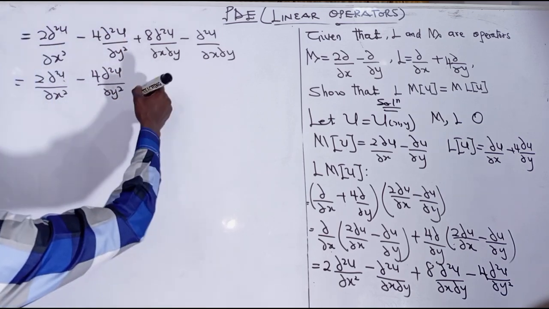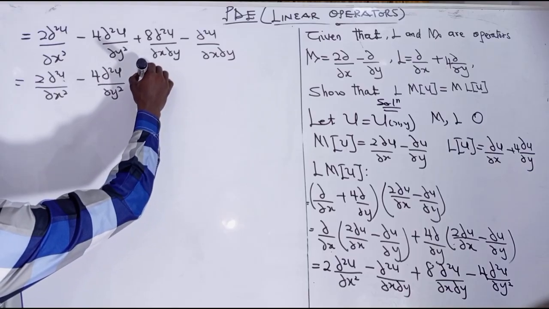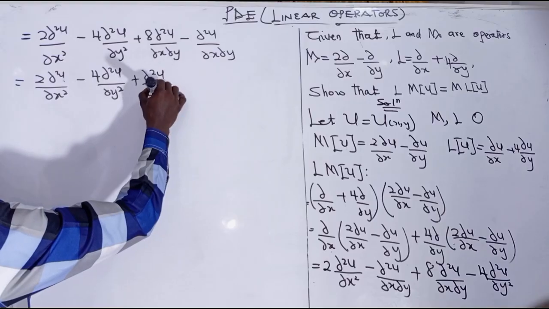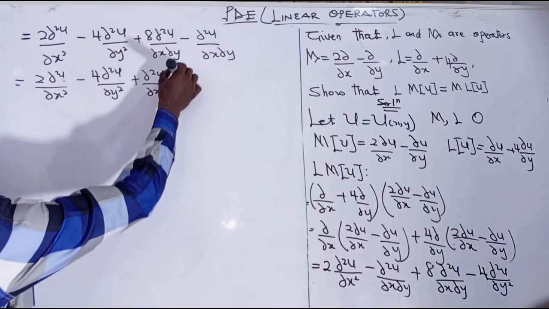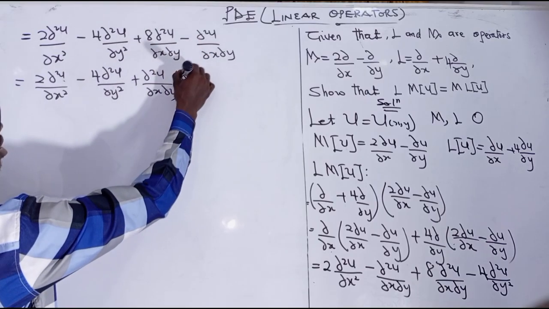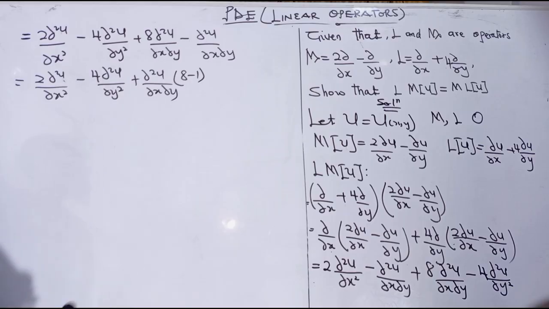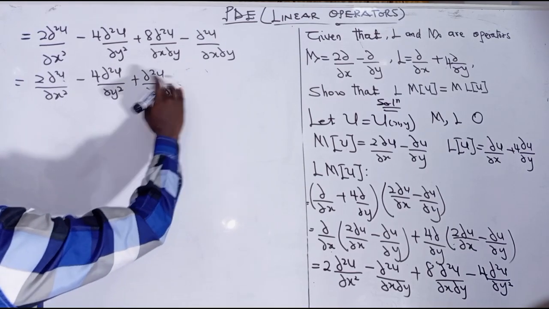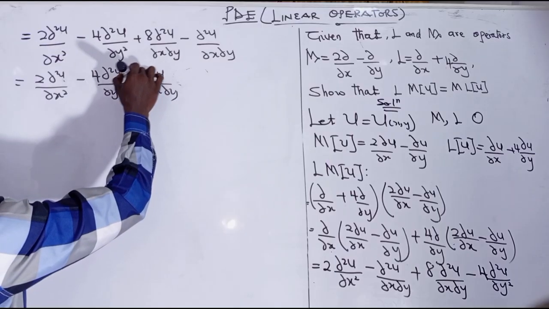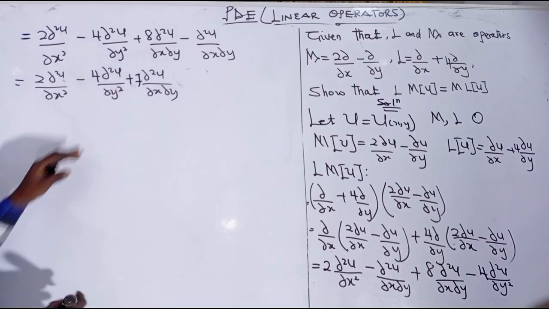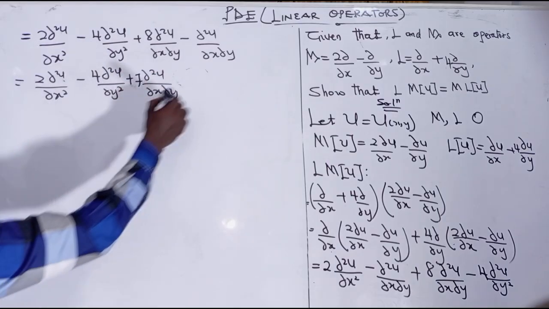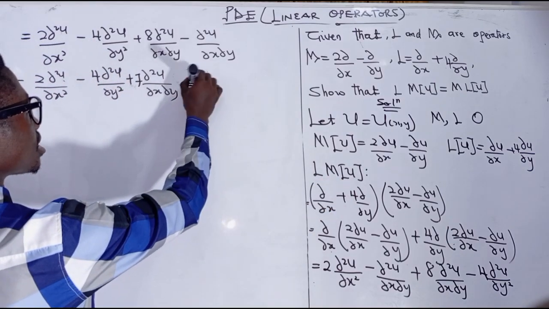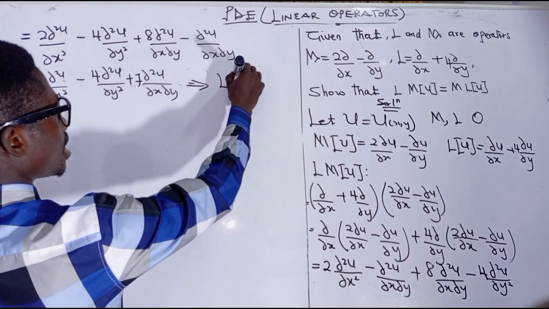Now we can factorize the del squared u del x del y, right? So that we have 8 minus 1. That is giving us what? 7. So I can make it 7 and then bring the 7 in front. Good. So it means that what is here is equal to what? LMU. So we have the whole of this is LMU.